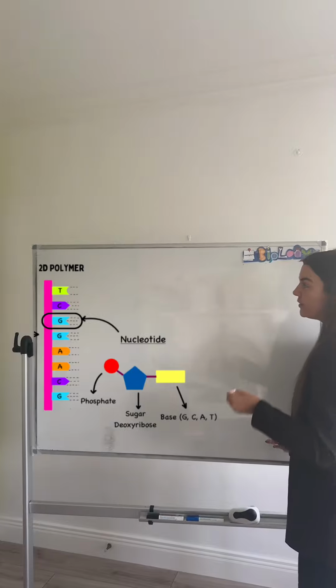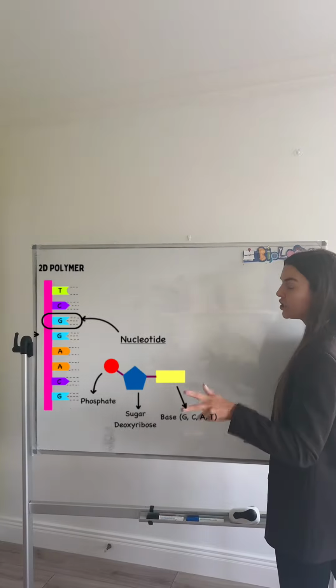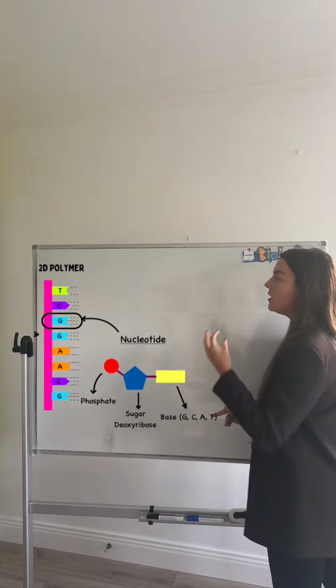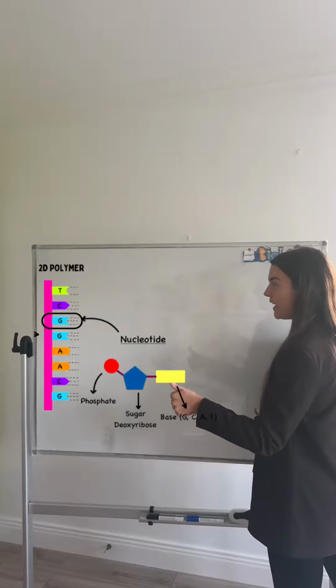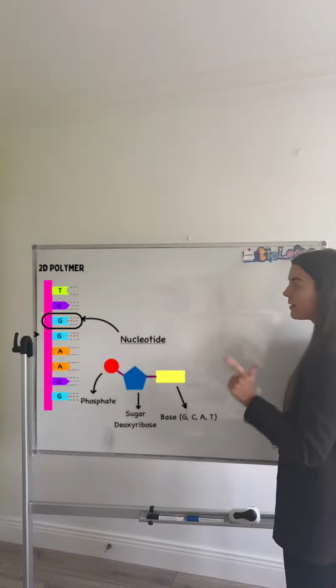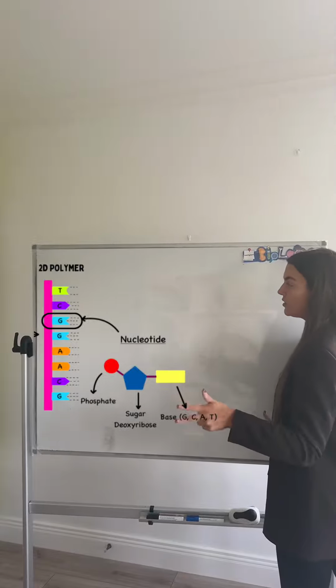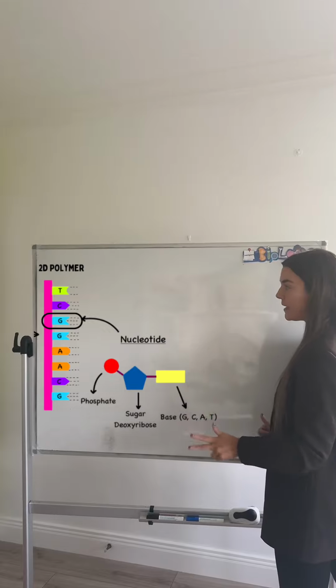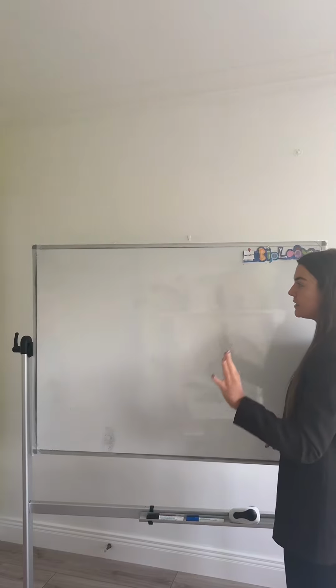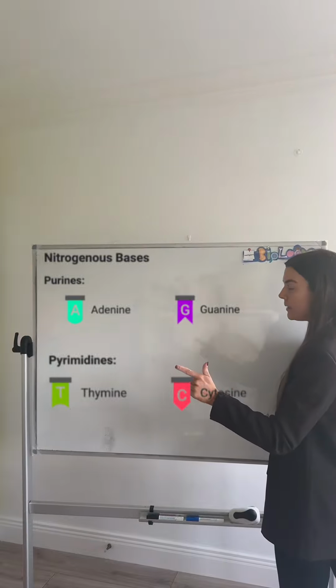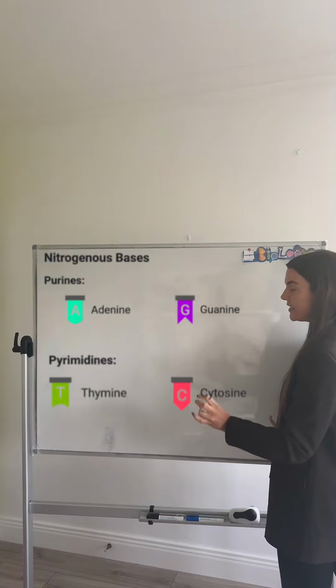The nucleotide of DNA is made up of 3 sections, which in past exam papers you've been asked to label and draw. So it is made up of a phosphate joined to a 5-carbon sugar called deoxyribose. Then it's also joined to a nitrogenous base. There are 4 nitrogenous bases that you can have in DNA: adenine, thymine, guanine and cytosine.